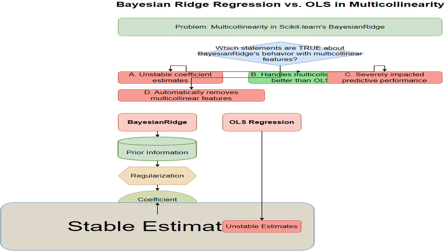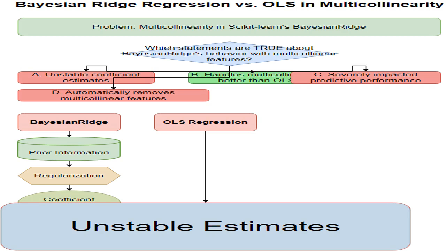This describes coefficient estimates that are less sensitive to small changes in the data. The regularization provided by the Bayesian approach in BayesianRidge helps lead to more stable estimates compared to OLS, especially when dealing with multicollinearity. Unstable estimates are the opposite of stable estimates. These are coefficients that change significantly with small changes in the data. This is a potential problem with OLS regression when multicollinearity is present.